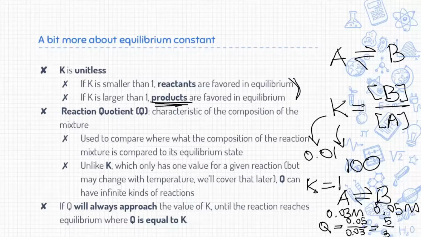And I honestly hope that makes sense. Oh, and one more thing to note is that unlike the equilibrium constant, which only has one value for a given reaction, but like I said earlier, it may change with temperature, Q can have an infinite kind of possibilities, basically. So this Q value could be 1000, 1, 0.0001, 69, 4000, stuff like that. Does that make sense?